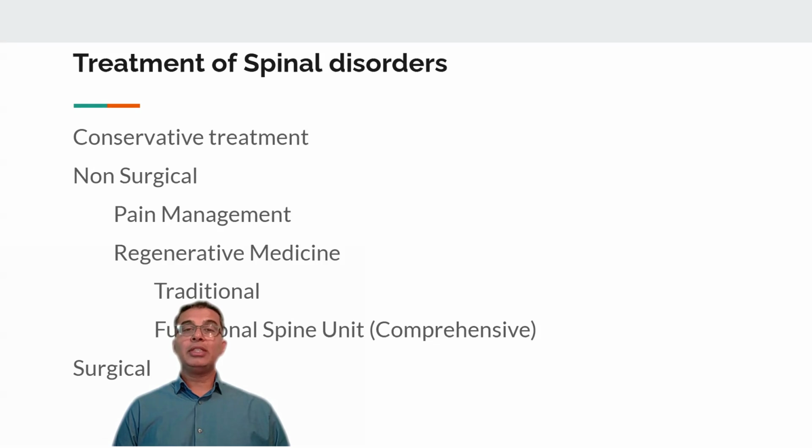With regards to the regenerative medicine treatments, I call it traditionally, we used to do a single structure or one level, where we did biologics into either the epidural space, facet injections, or just ligament injections. But after, the concept of the functional spinal unit is a comprehensive targeting of all the structures that are potential pain generators.